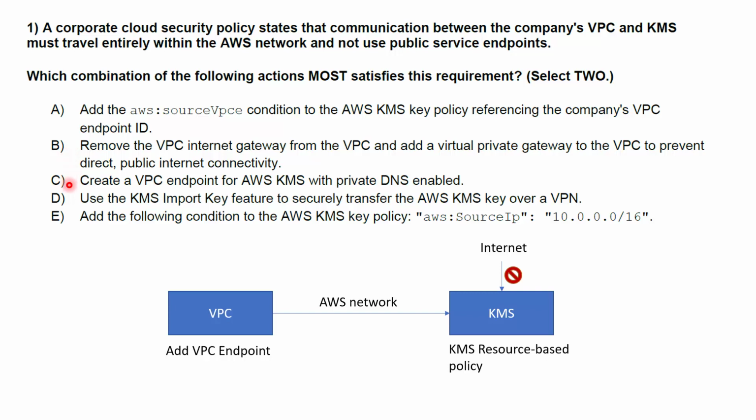Choice C talks about creating a VPC endpoint for KMS with private DNS enabled. This is required. But what is this private DNS option? What exactly does it do?